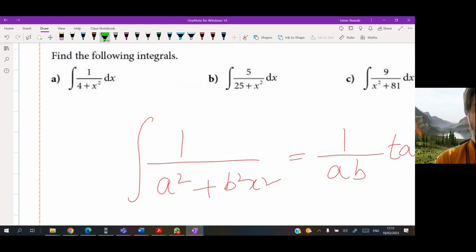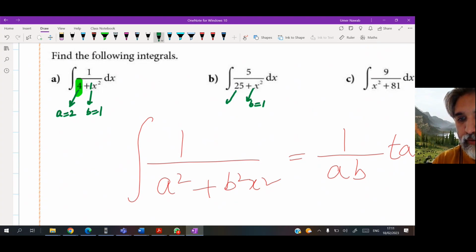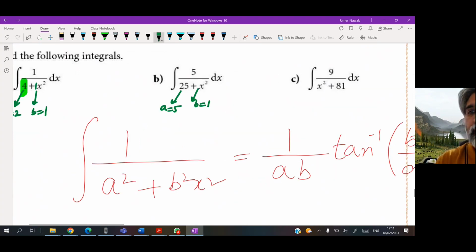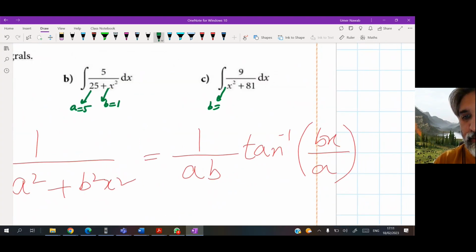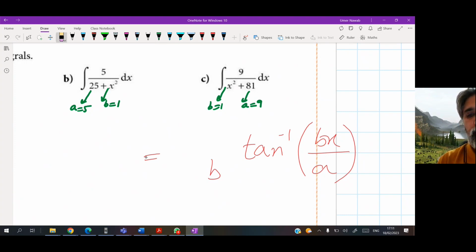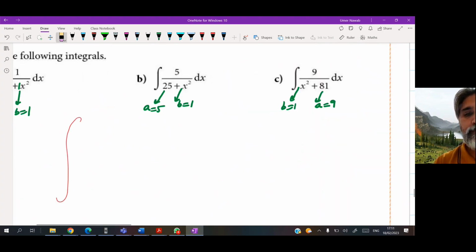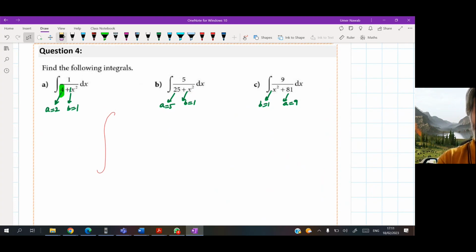Suppose here you see 4. Take the square root. So your a is 2. Here is 1. Take the square root. So b is 1. Square root of 25, a is 5, b is 1. A is 9, b is 1. Bravo. I'll try to use the formula, which I wrote here. I'm writing it on the top for your reference.